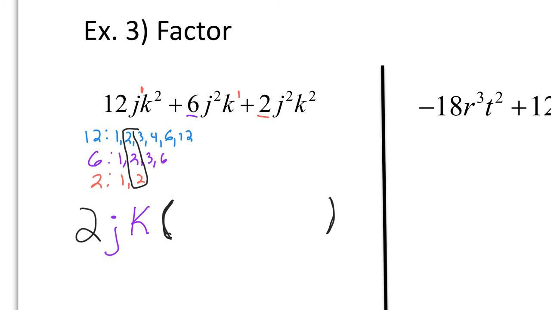Now let's go ahead and start dividing. 12 divided by 2, that's going to be 6. You took out the j to the first. There's a j, so I don't have a j here. K squared, you took out a k, so I'm going to have a k right here. Then I go plus 6 divided by 2.